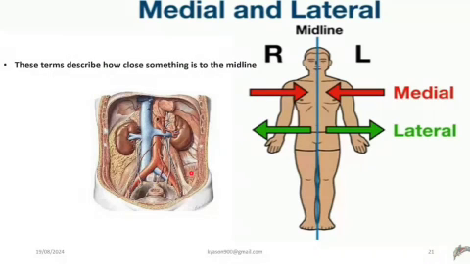So if you look at this image here, I can comfortably say that the IVC is medial. The aorta is medial. Why? Because these two structures are close to the midline. Medial is used when a particular structure is close to the midline of the body. So these two vessels are medial.